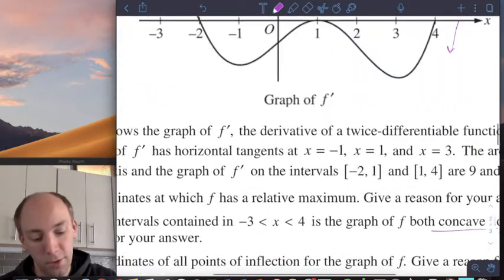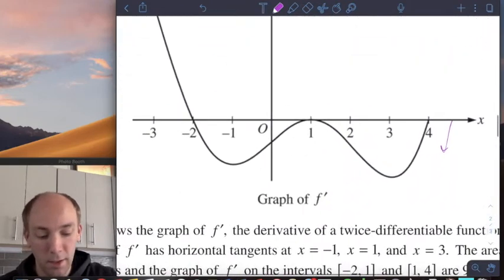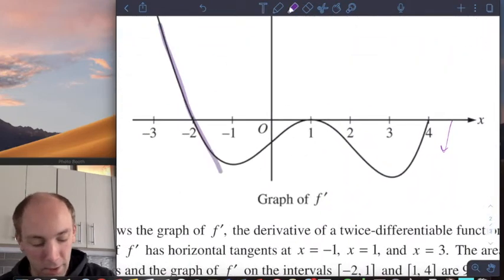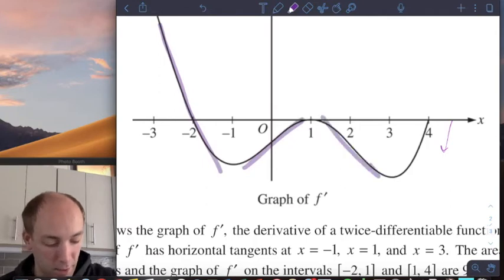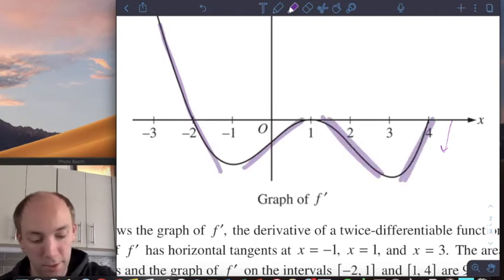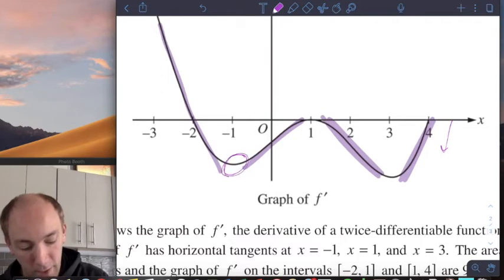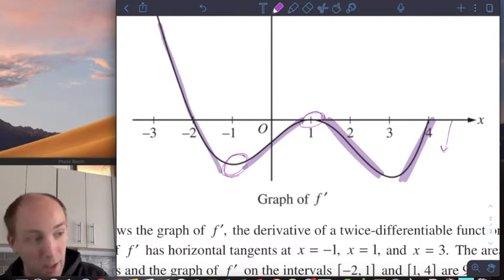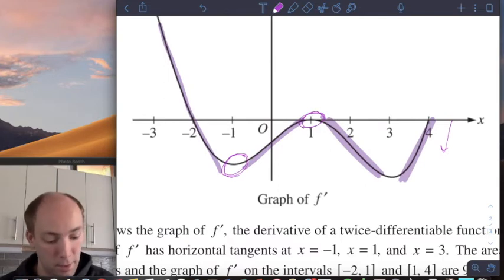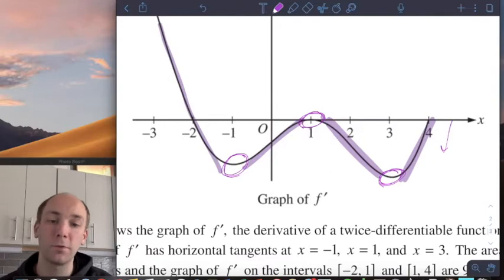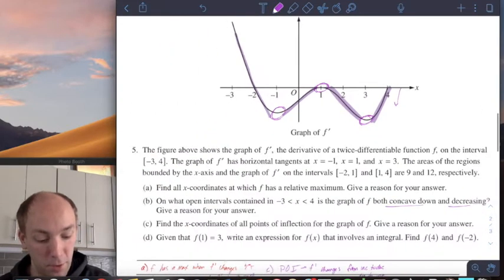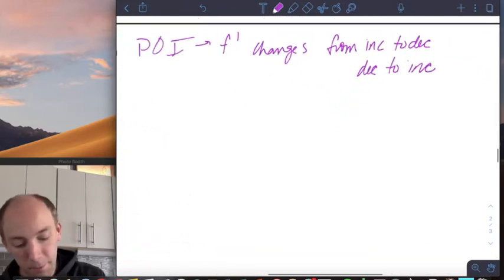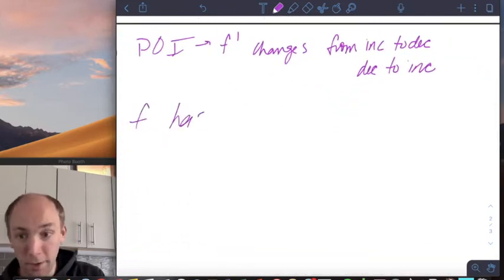Let's take a look at the graph here. This is all decreasing, and then I change to increasing, then I'm decreasing, then I'm increasing. So it looks like I have a point of inflection here at -1, at 1, and at 3. So what we'll do is break this up and look at it point by point just to make sure we're thorough in our explanation.